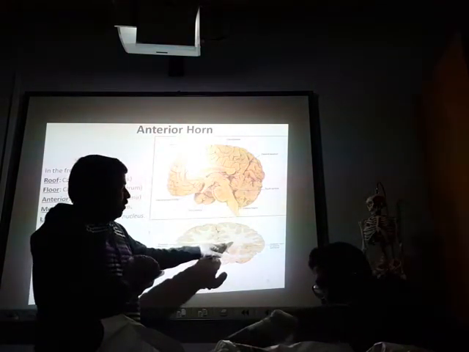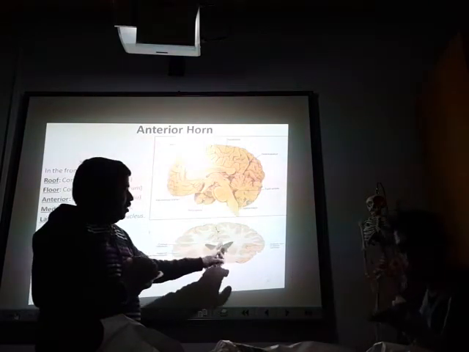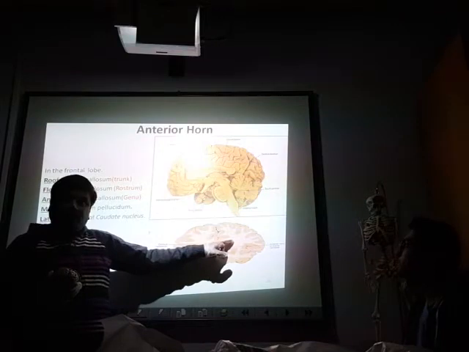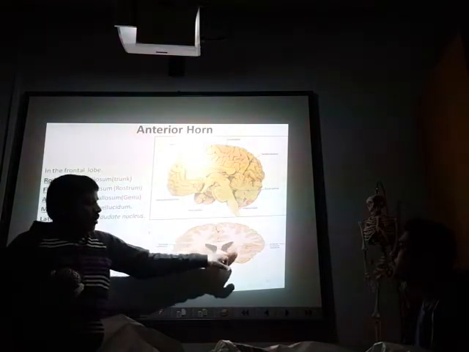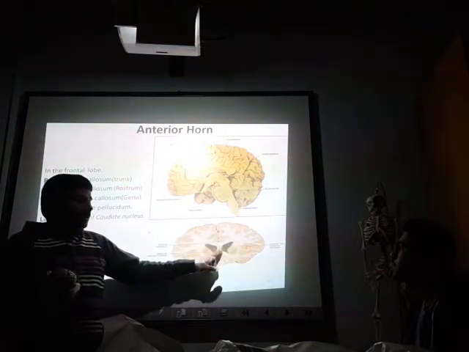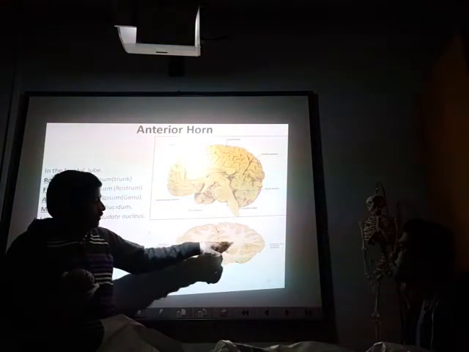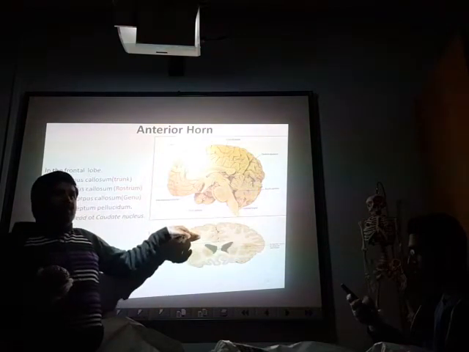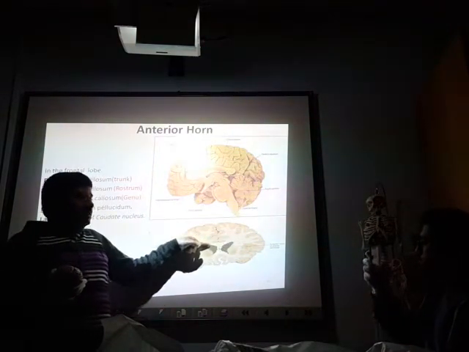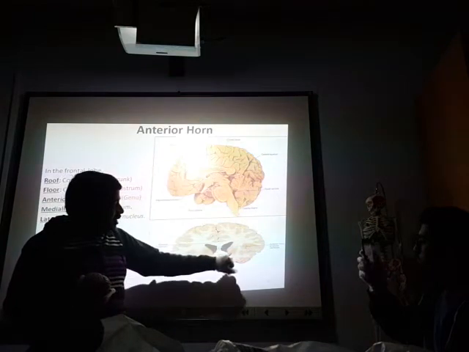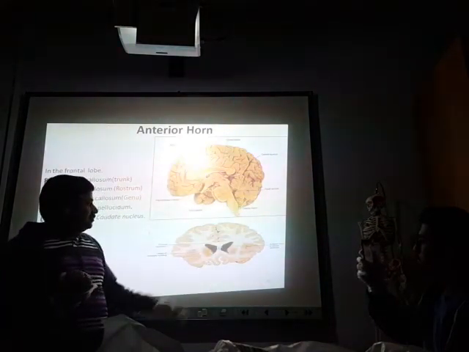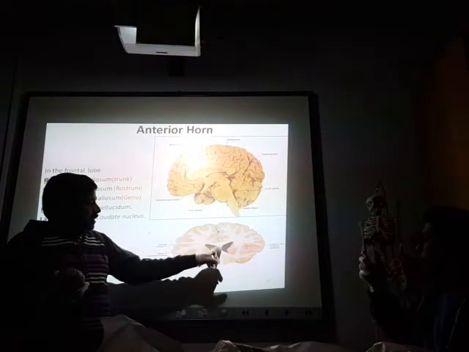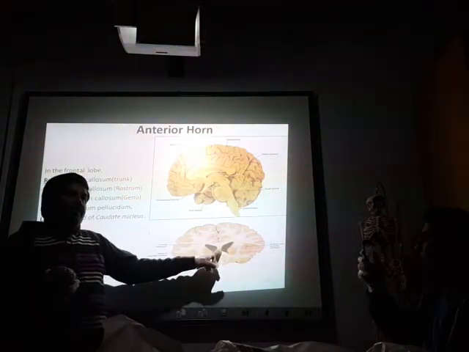So this is the roof, the floor, medial wall, and the lateral wall. Did you understand? The roof, the lateral wall, the medial wall, and the floor. What is there in the roof? The forceps minor of the corpus callosum, right? What is there on the lateral wall? It is the caudate nucleus. What is there medially? Septum pellucidum.